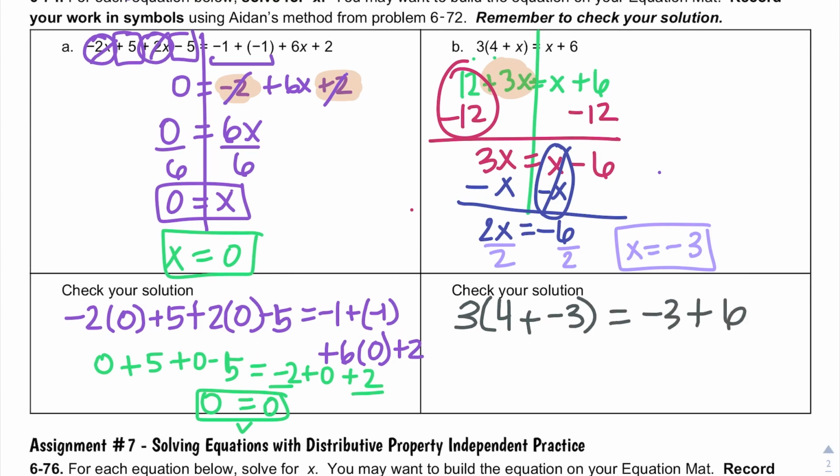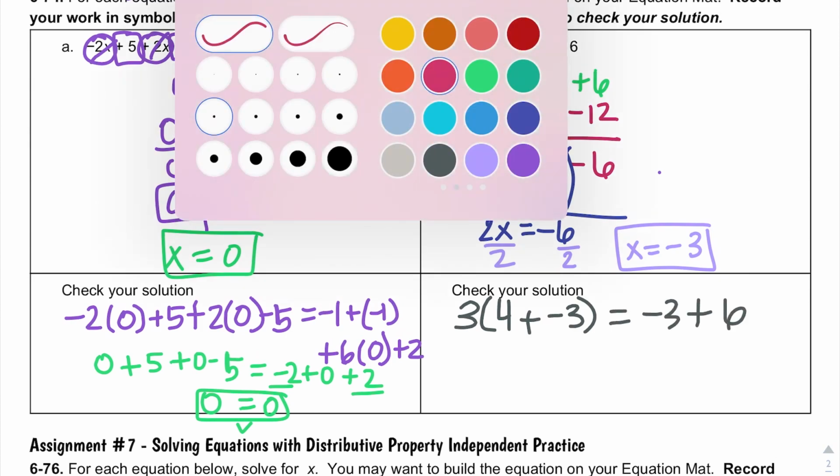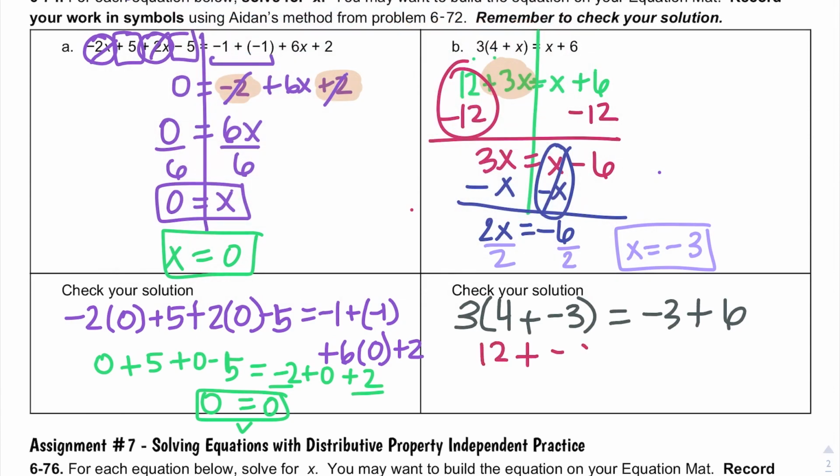Okay, so if I have 3 groups of 4 and 3 groups of negative 3, I'm going to end up with 12 ones and 9 negatives. And I have 3 negatives and 6 positives on the right. I can make 9 zero pairs here on the left, leaving me with 3 positive ones. And I can make 3 zero pairs, leaving me with 3 positive ones. So that works. So this is the correct answer.